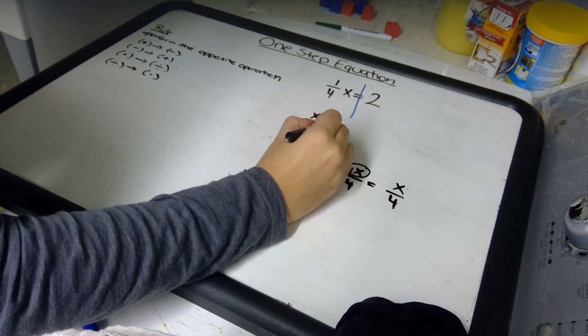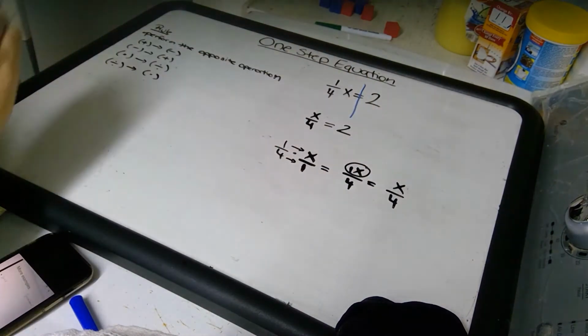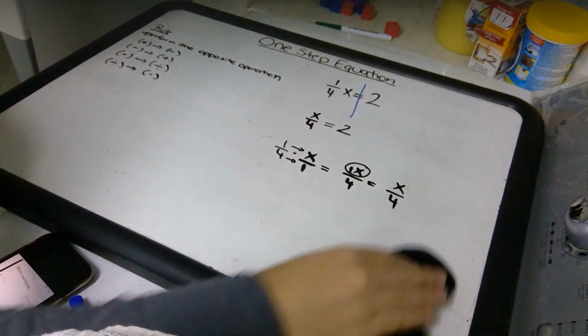So that is why we can rewrite this as x over 4. Then we just rewrite the equation, right? So x over 4 equals 2. Now, we know how to solve this, we just learned this, right?